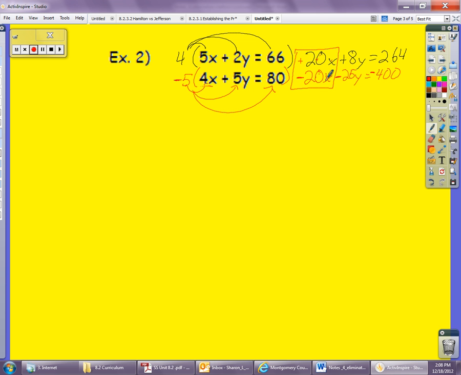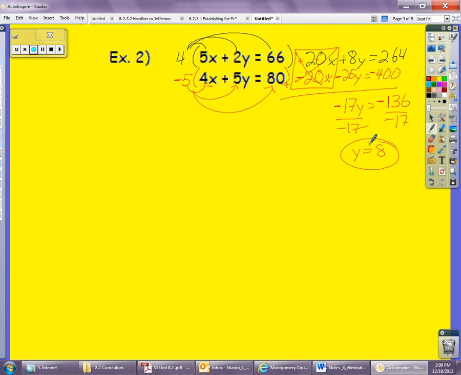They're both 20, both x's. Box the x's out, add it together. 8y plus negative 25y is negative 17y. And 264 plus negative 400 is negative 136. So now simply divide by negative 17, and y equals 8. A negative divided by a negative is positive. 136 divided by 17 gives us 8. So we have our y value.